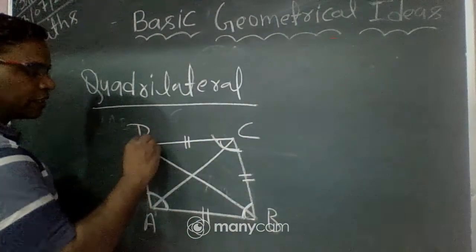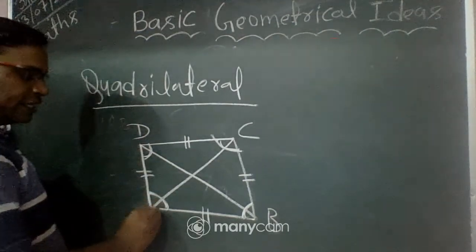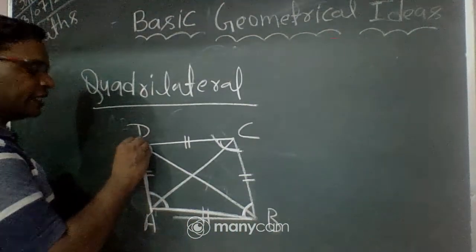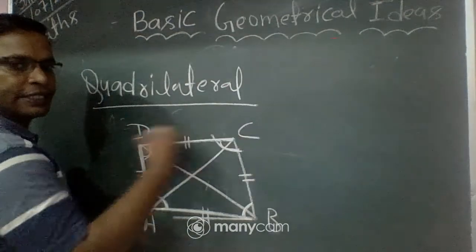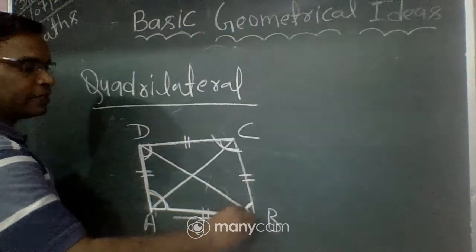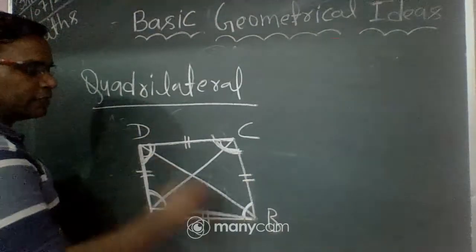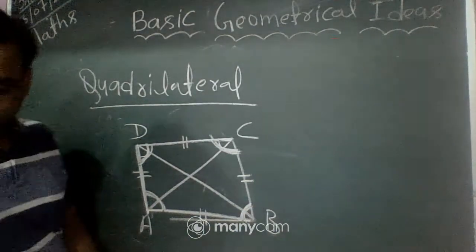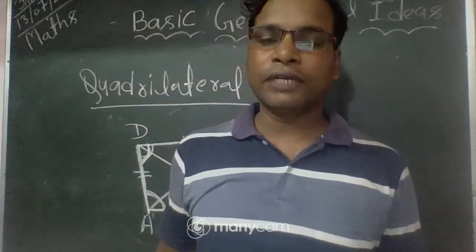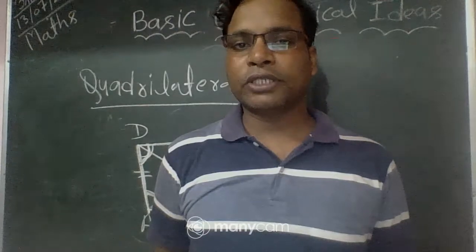Angle A is opposite to angle C, and angle B is opposite to angle D. And side AD is adjacent to side AB, or also you can say side AD is adjacent to side DC. Clear? Angle A is adjacent to angle B, angle B is adjacent to angle C, angle C is adjacent to angle D, but angle D is opposite to angle B. So in this way, you all understood the sides, vertices, diagonals of a quadrilateral, adjacent sides, adjacent angles, opposite sides and opposite angles.